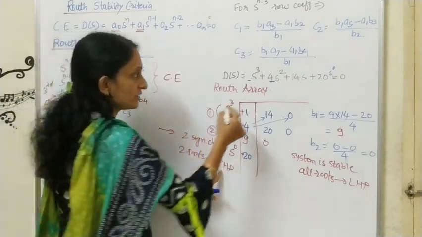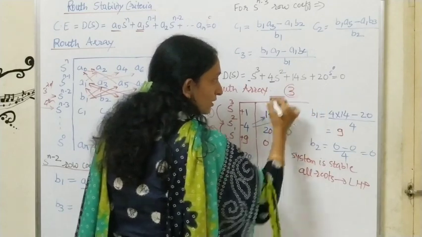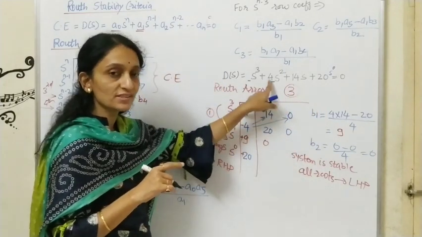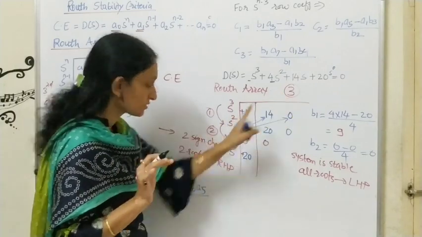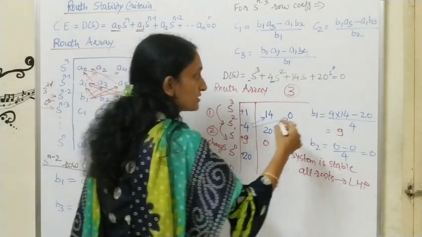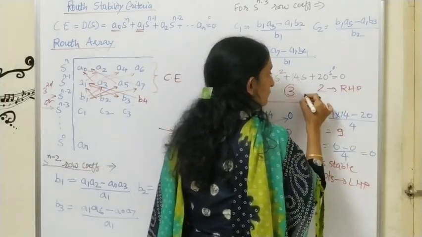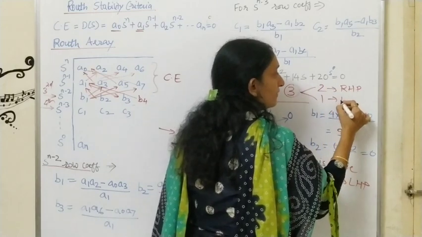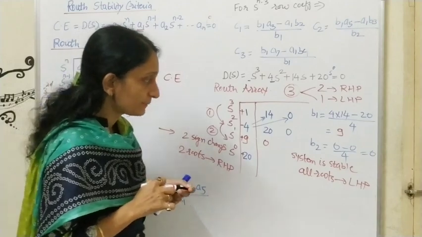Look at this. Here the order of the characteristic equation is 3. So there must be 3 roots for this characteristic equation. Out of these 3 roots, suppose you are getting 2 sign changes. Then you will say that out of these 3, 2 are on the right-hand side of the plane and 1 is on the left-hand side of the plane. So are you getting this concept?